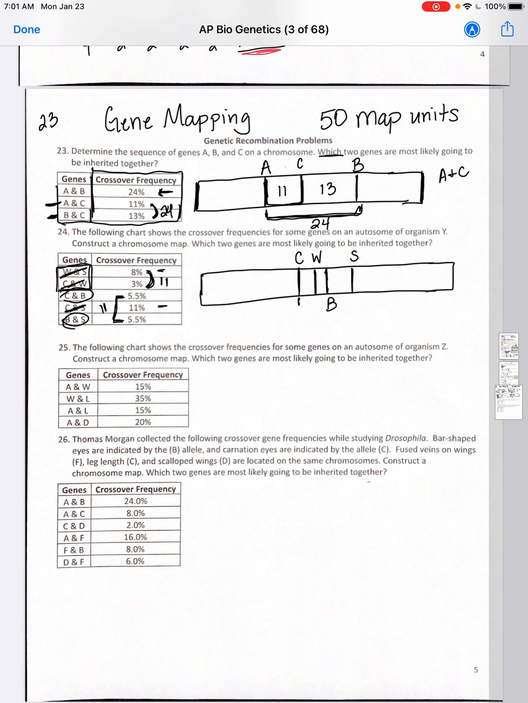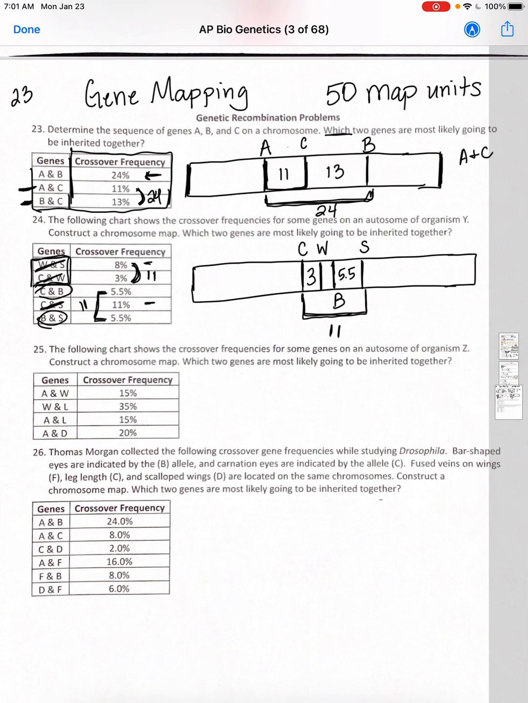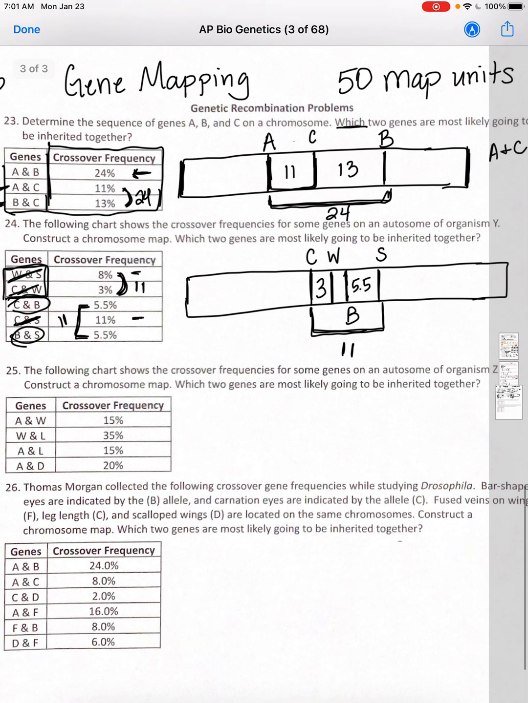So we know between C and S is 11. That whole thing is 11. We know between C and W is 3. And we know between B and S is 5.5. Okay, so then we have to figure out what space that leaves between B and W, because that is not a distance they've given us over here. But we know the whole thing has to equal 11.